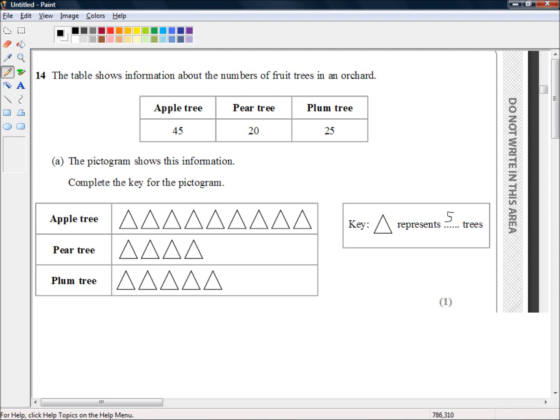But that's the general idea of pictograms. It's just a nice, simple way of representing the data.